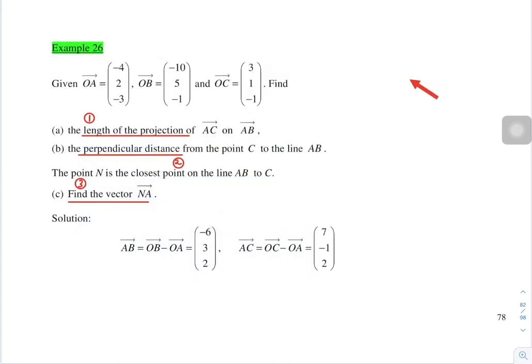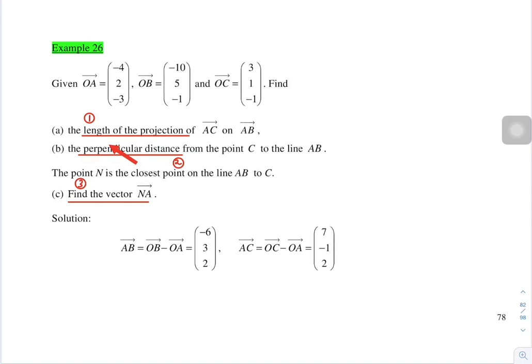In the next example, we are given three position vectors for point A, point B and point C as these column vectors. We're supposed to find the length of projection of AC onto AB. Supposed to find the perpendicular distance from C to the line AB. Supposed to find the vector NA, where N happens to be the closest point on the line AB to C. Now, doing this question without drawing the diagram is going to be difficult.